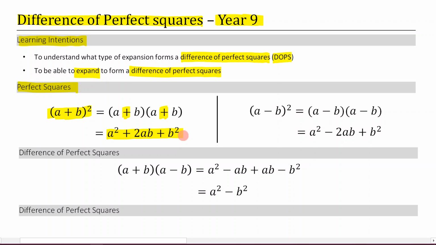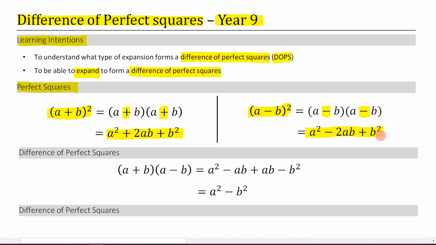The other type of perfect square is a minus b squared. This is when we have a minus b multiplied by a minus b. So this one we have two pluses, this one we have two minuses. If we were to expand this one, we end up with that.